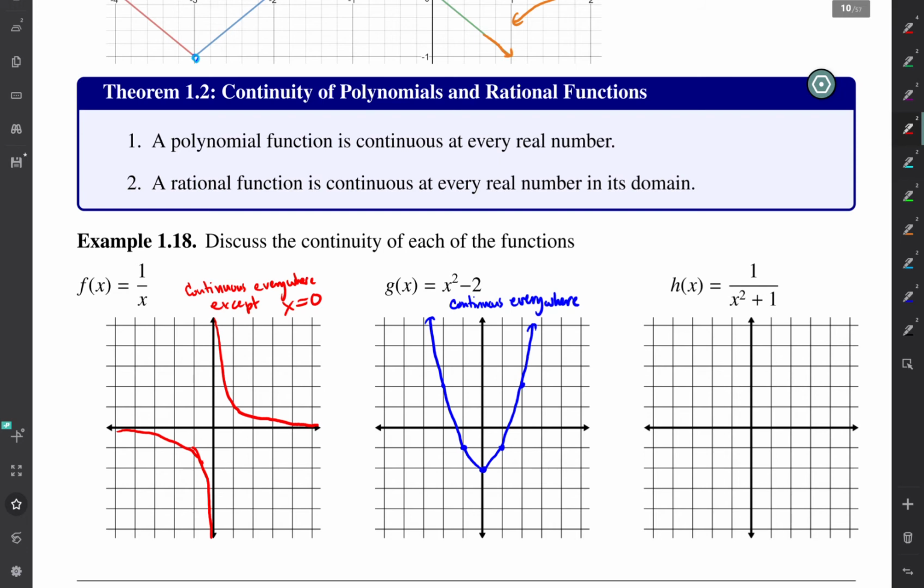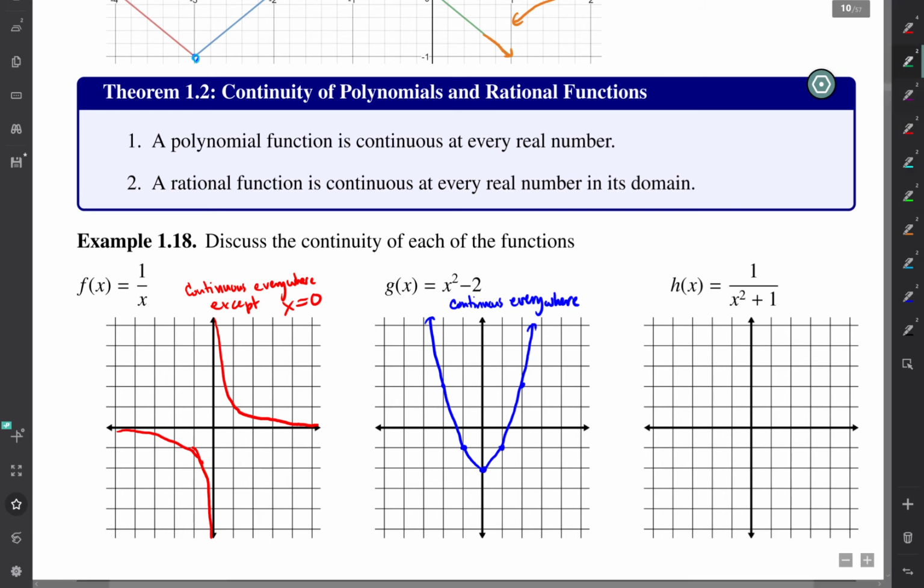Now, h of x equals 1 over x squared plus 1. It's continuous everywhere where the rational function is defined, so everywhere except where x squared plus 1 equals 0. But when does x squared plus 1 equal 0? That would be when x squared equals negative 1, which would be where x is equal to plus or minus the imaginary number, the square root of negative 1, so it's plus or minus i. And so it's continuous at all real numbers.